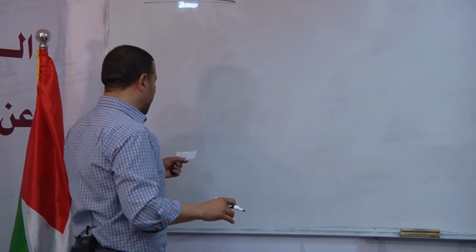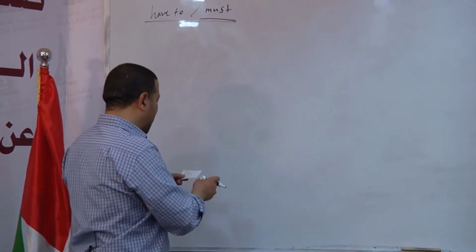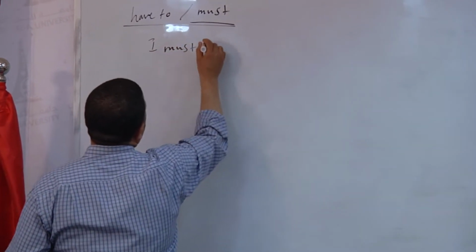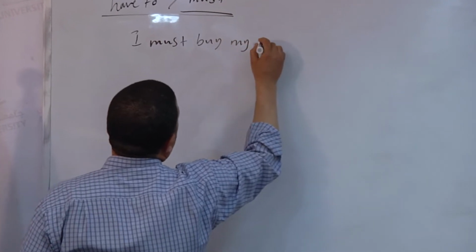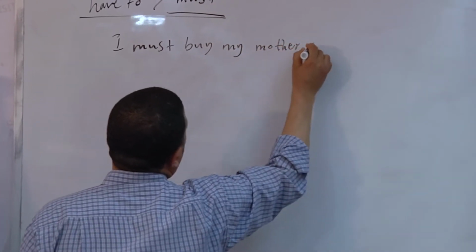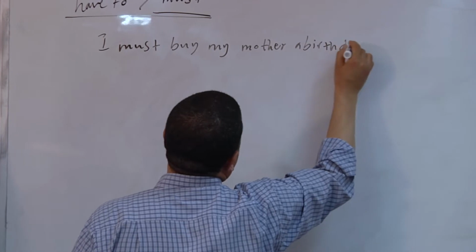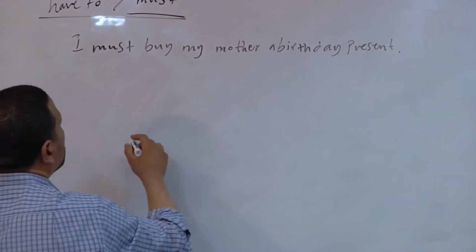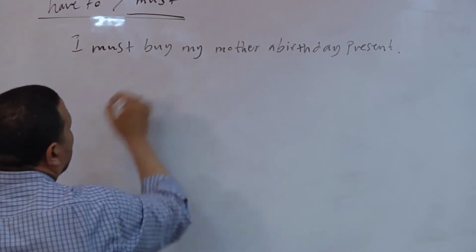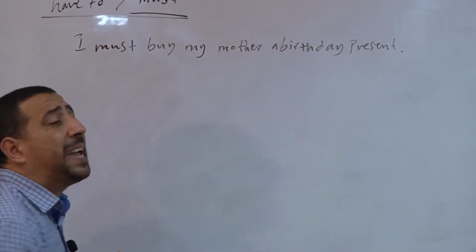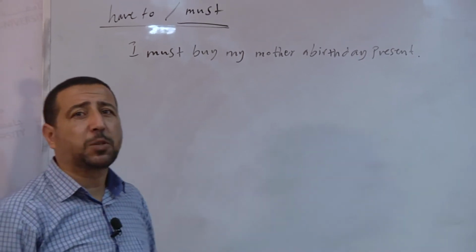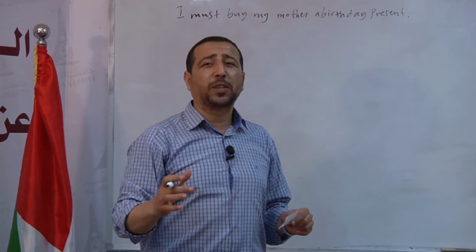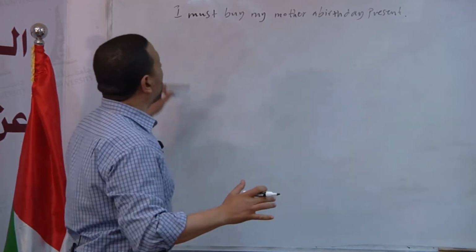We have more examples actually here. Let's take an example. I must buy my mother a birthday present. Okay? So the speaker here says, I must buy my mother a birthday present. He feels that he must buy his mother a present. So this is his own feelings.